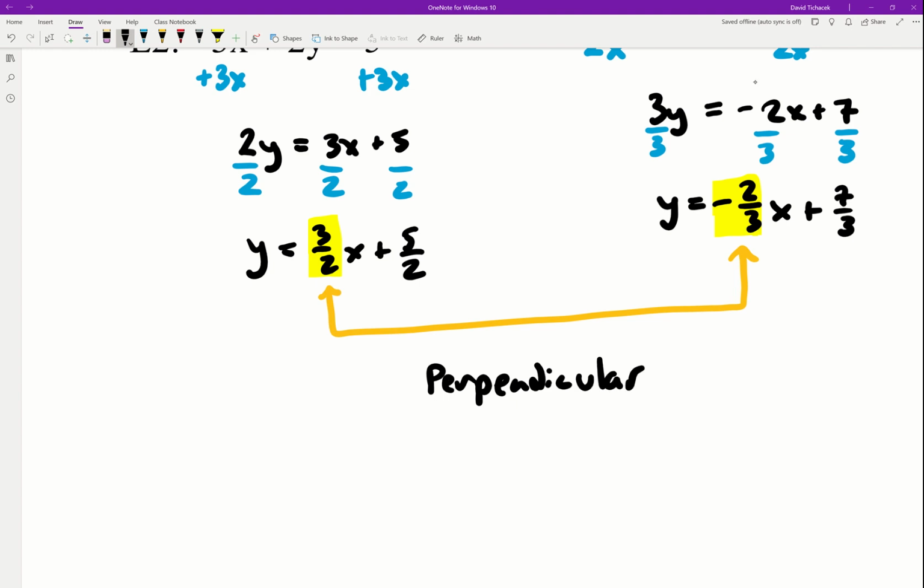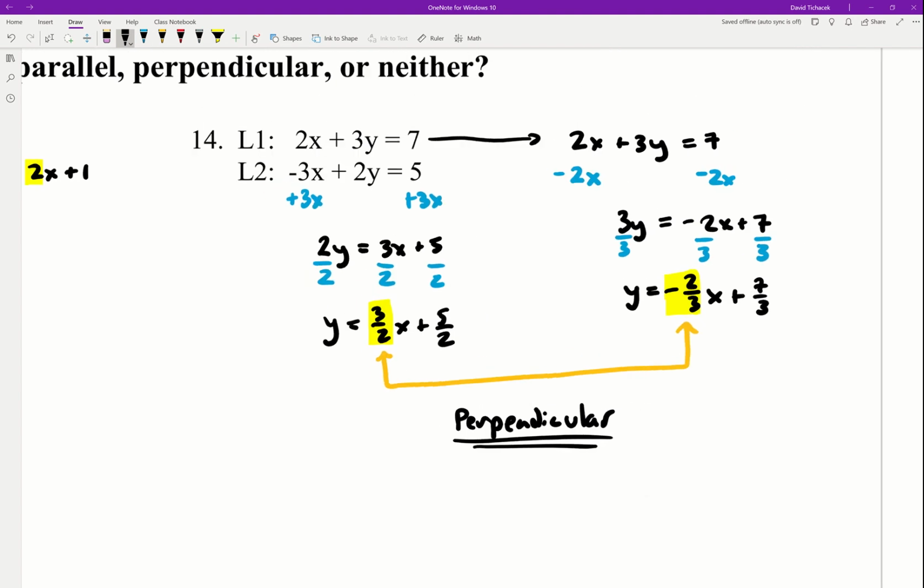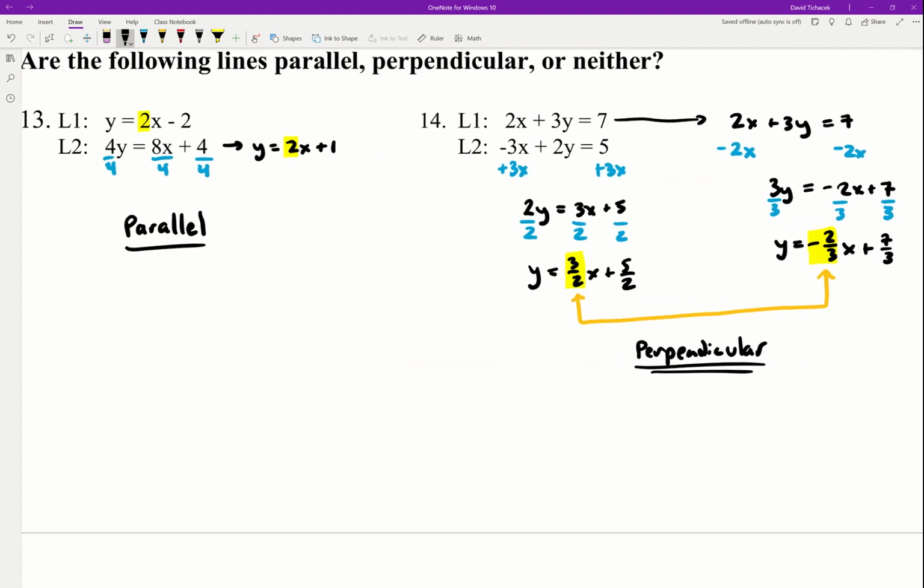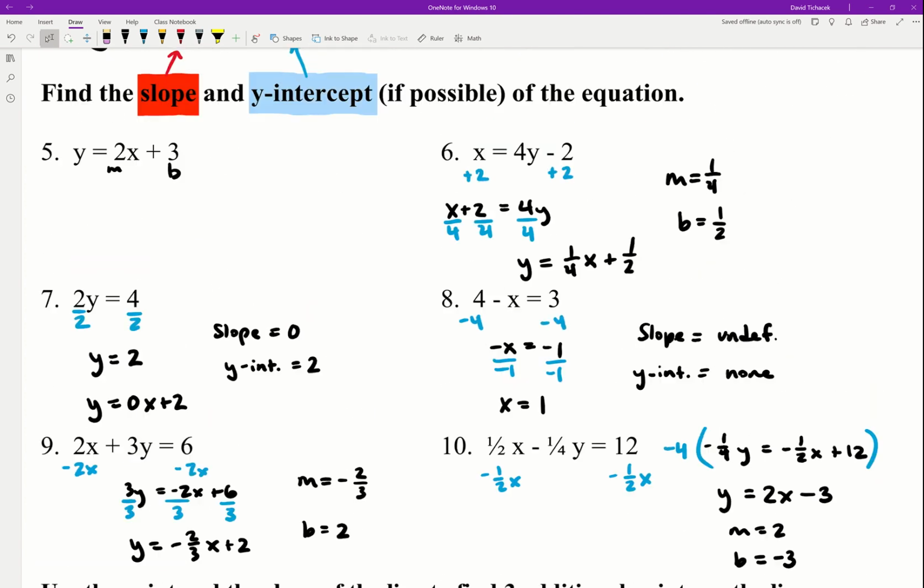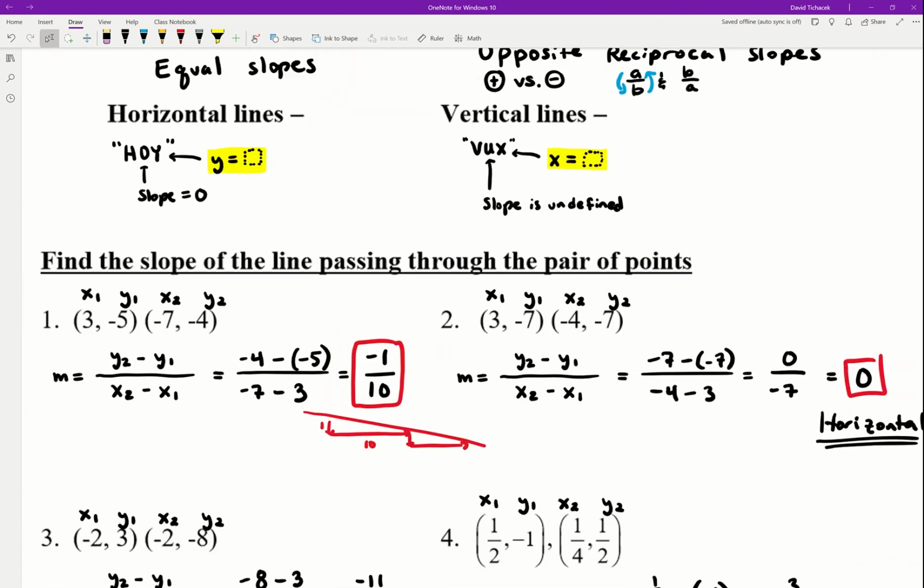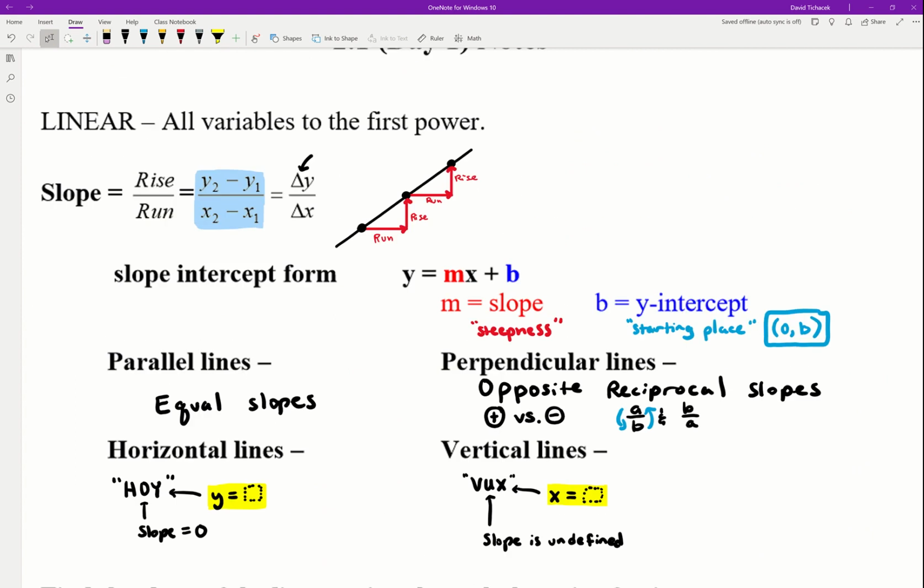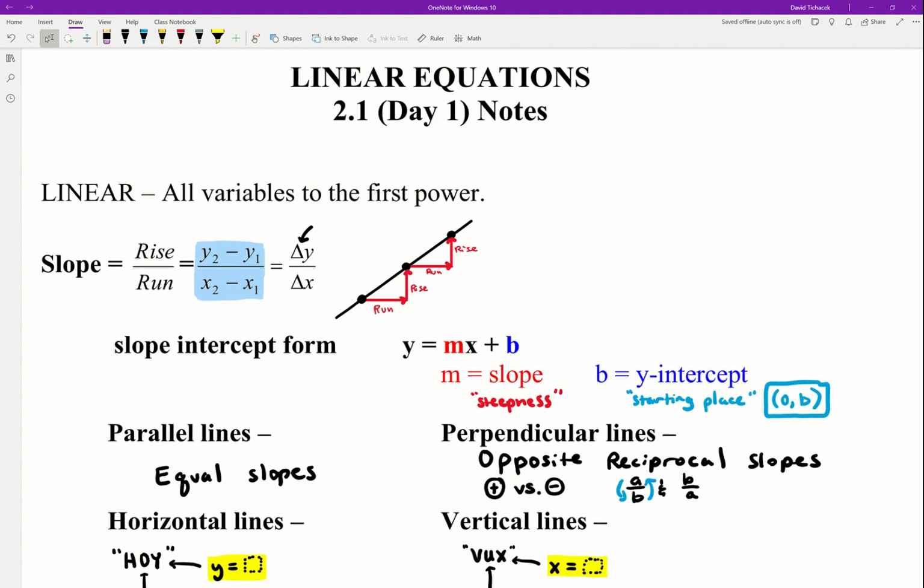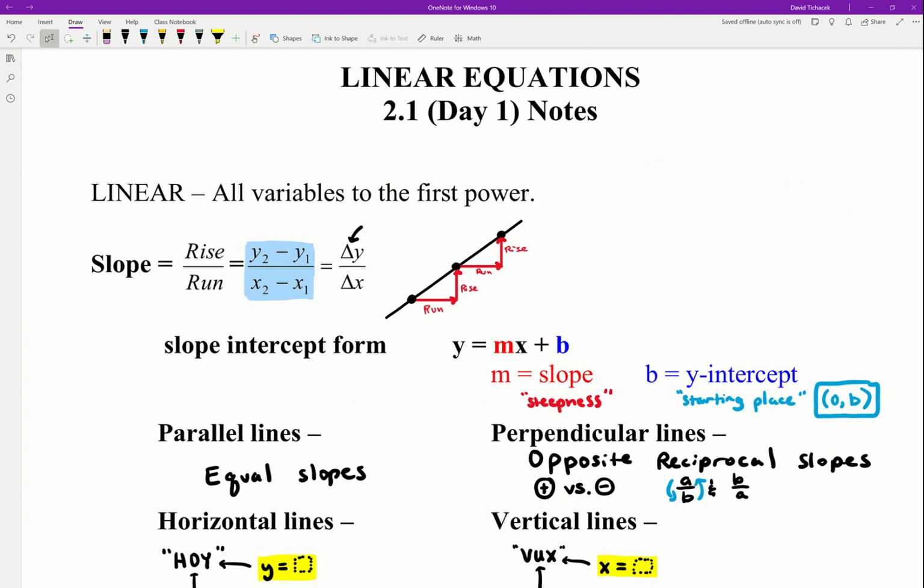Being able to figure out what the slopes are enough to compare them to each other and figure out if they're the same for parallel or opposite reciprocals for perpendicular is very, very important to be able to do. Again, a lot of information in this video that you have seen a lot of times in your previous algebra courses. To be very honest with you, this would be stuff that I would expect you to already know. So just doing a quick video of this today is, I think, pretty satisfactory.